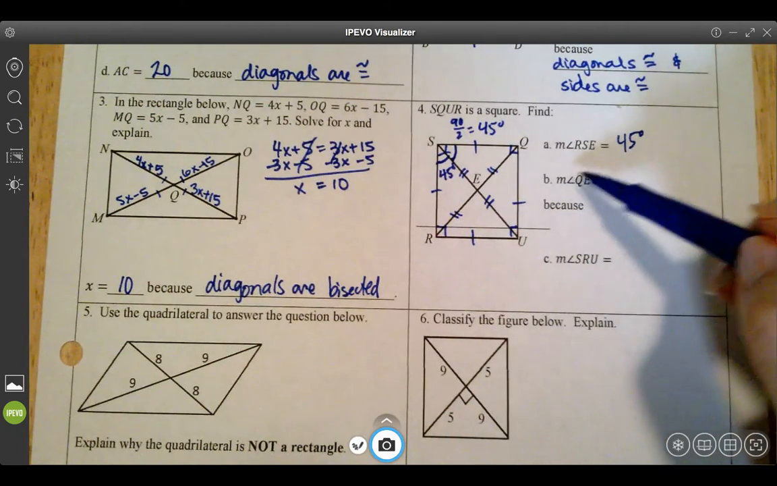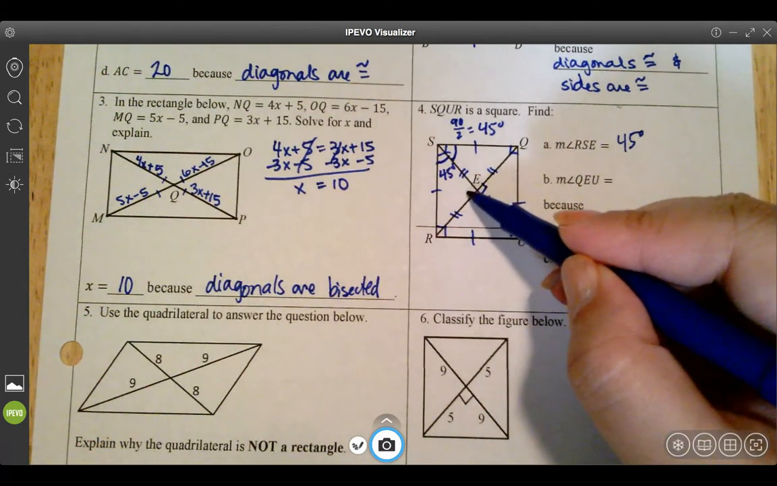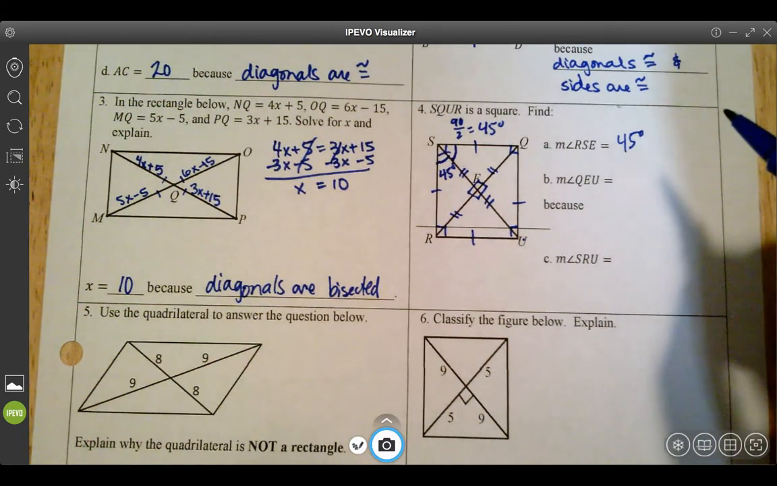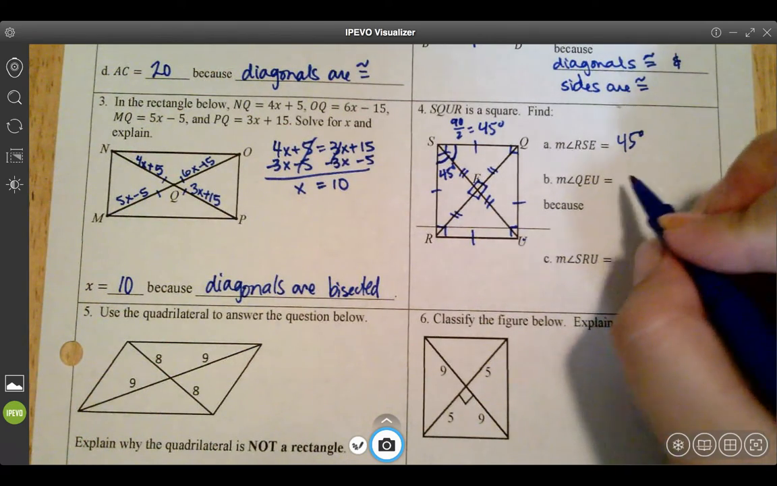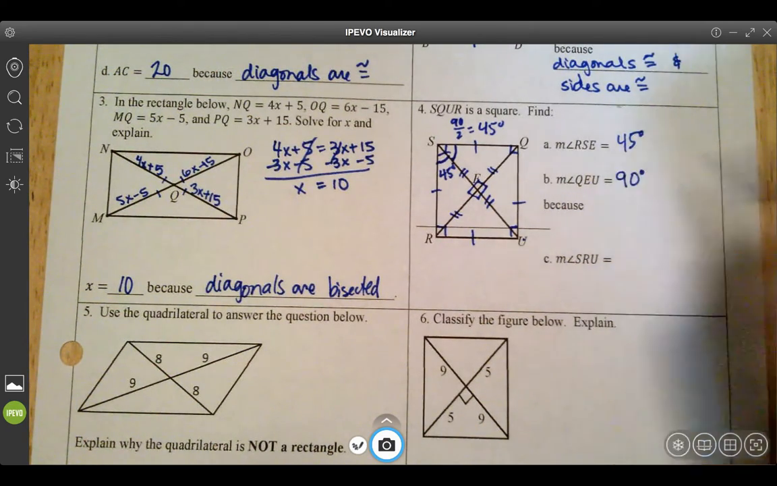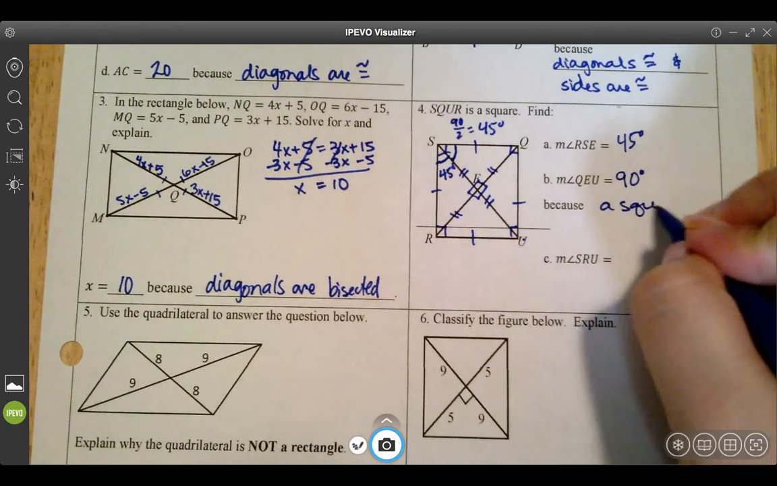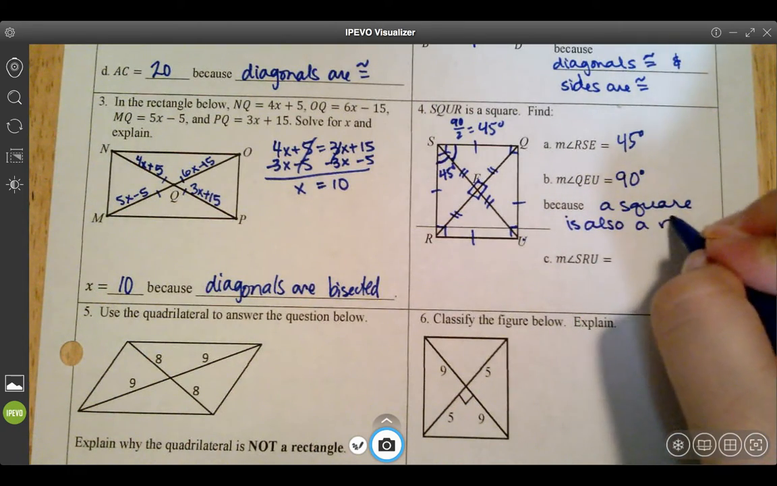The measure of angle QEU, while this is a rectangle, we talked about defining it as a rectangle, and therefore the diagonals are congruent. But now we're talking about it in terms of a rhombus, and for a rhombus, the diagonals are perpendicular. And therefore, angle QEU is a right angle with a measurement of 90 degrees. And both of those are because a square is also a rhombus.